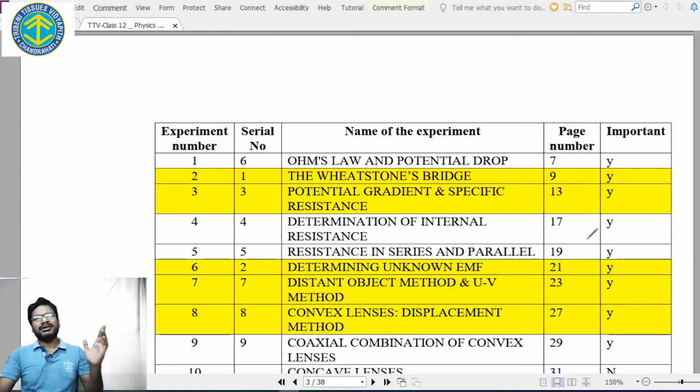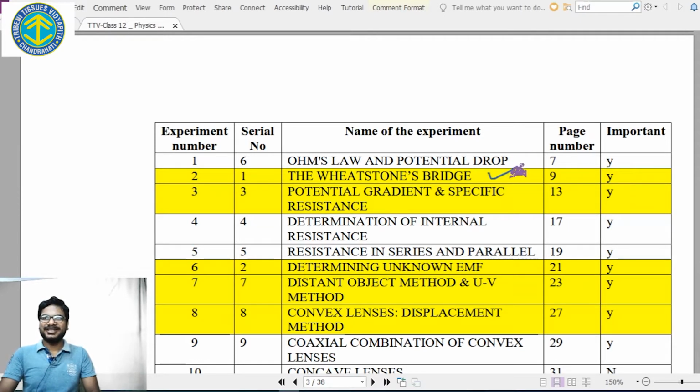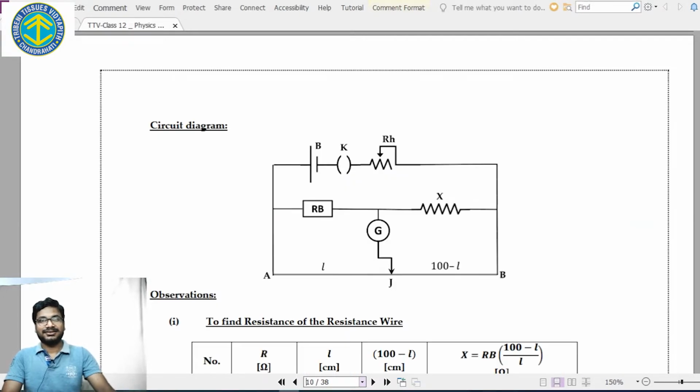Okay, so our target today is to do this experiment that is called Wheatstone bridge. So we'll do the serial number 1 practical. Let us jump to that experiment. It's on page number 10. So page number 10, yes. This is the circuit diagram.